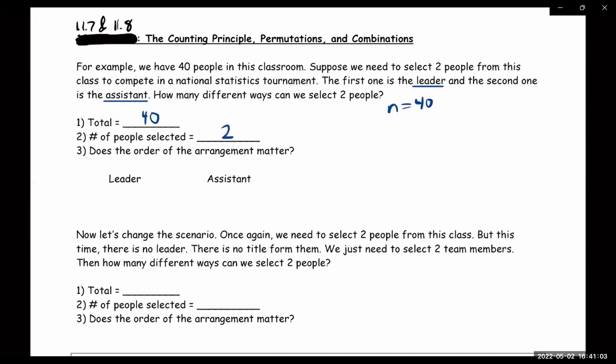And then it says, does the order of the arrangement matter? In other words, if I select Pamela and then Erica, is that different from Erica and Pamela? Are those 2 different permutations? Yes, it is arranged differently. So in this case, the order does matter because PE is different than EP. So whenever the order matters, that means it's a permutation, and we'll get into that later. But for now, just write permutation, and I'll put in parentheses, order matters.